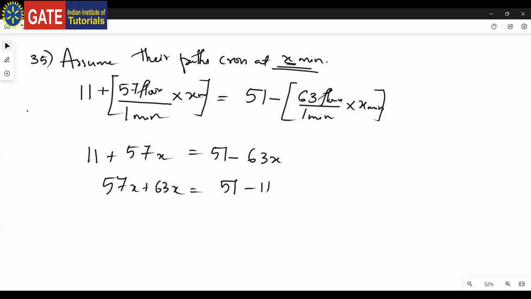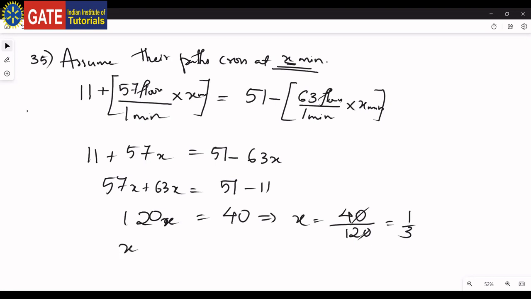Okay. So this becomes what? 57 plus 63 becomes 120X, right? 120X equals, what is 51 minus 11? It is 40, right? So if that is the case, what will be the value of X? X will be equal to 40 divided by 120, and it will be equal to 1 by 3. So X is the time at which their paths cross. X equals 1 by 3 means their paths will cross at 1 by 3 minutes.